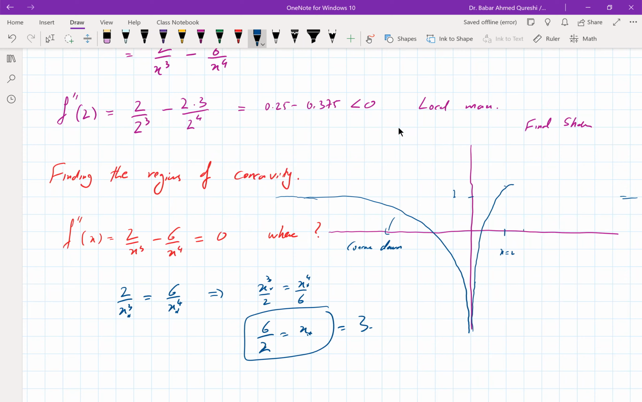But when it reaches 3, there's an inflection here, because it has to turn. So until here, it's concave down. But from here on, it's concave up, right? It's going in this direction. And we know exactly where it happens. It happens at x equal to 3. So we have a very accurate picture of this function. Any question about this?